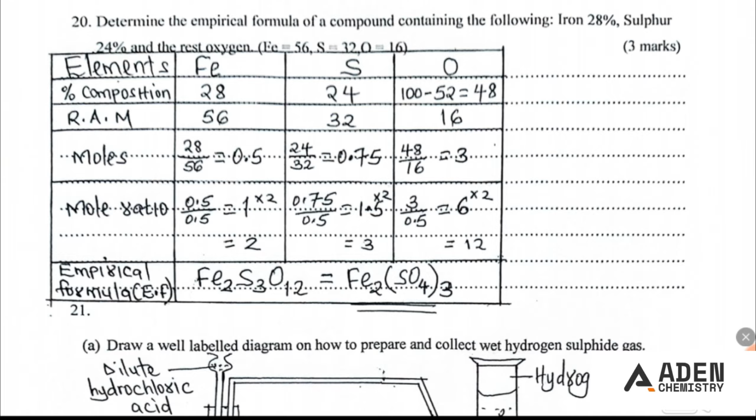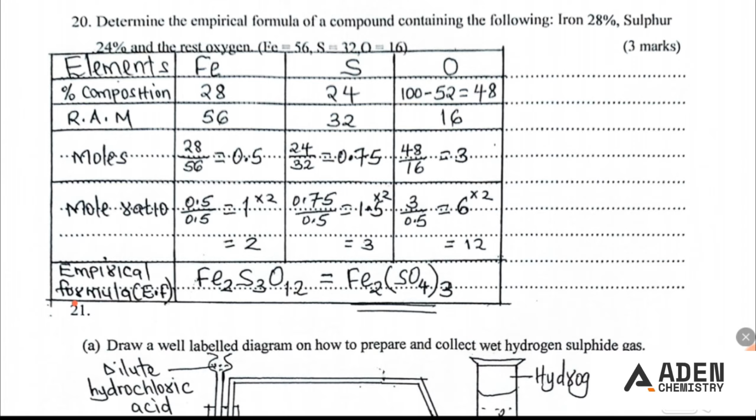Mole ratio. Here we are going to say 0.5, which is the number of moles for iron, divided by the smallest moles. The smallest is 0.5 again. So we are going to have 1 there. Then 0.75 divided by 0.5, we are going to get 1.5. Here we say 3 divided by 0.5, we are going to get 6. So check here, we are having 1.5. So we cannot round off this one to make it 2. Instead, we are going to make it a whole number by multiplying by 2 on every side. So 1 times 2 will give us 2. Then 1.5 times 2 will give us 3. Then 6 times 2, we are going to get 12.